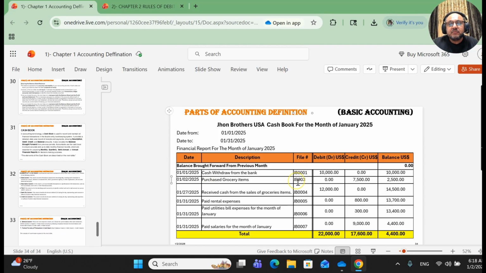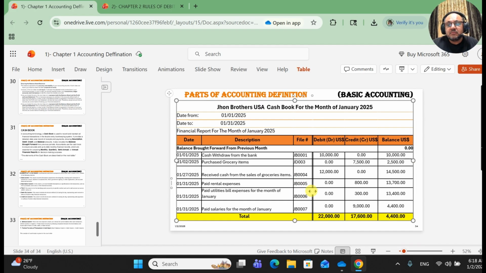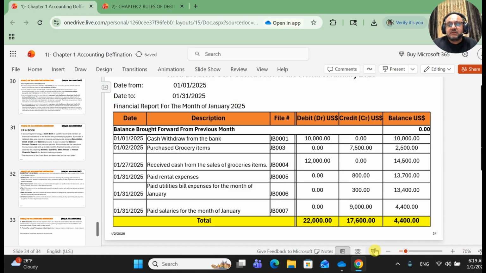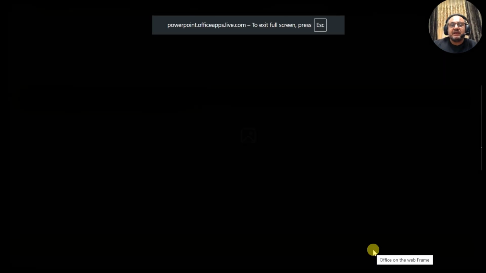Here it is. Let me first make it bigger. Instead of JD, it's JB. Sorry, sometimes I make a mistake like this, but I say sorry for this. So this is called amendment. I brought an amendment in this report.